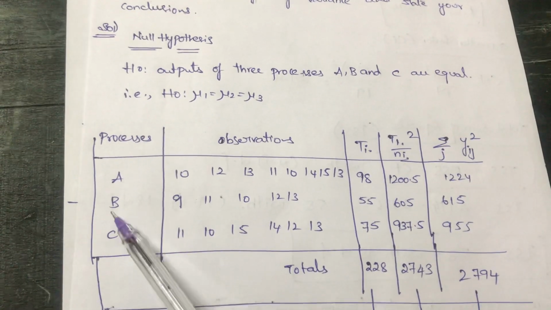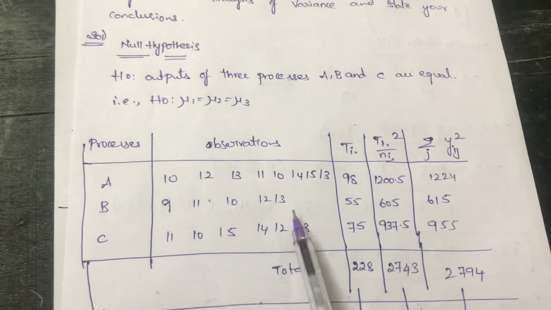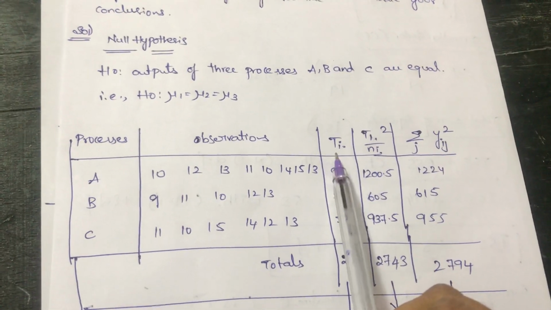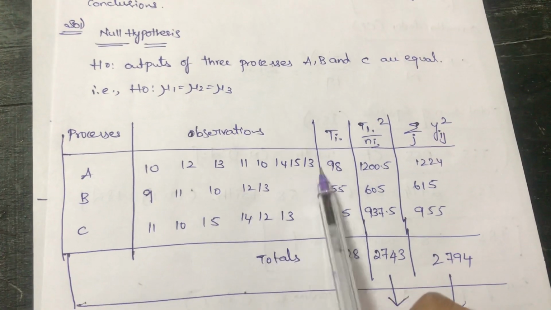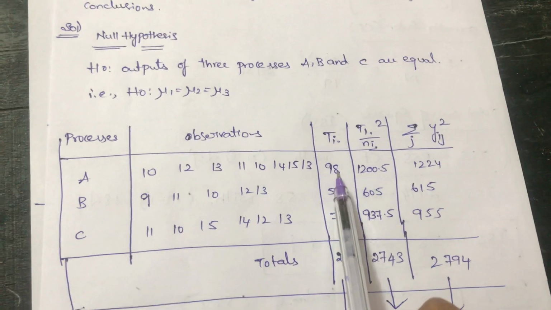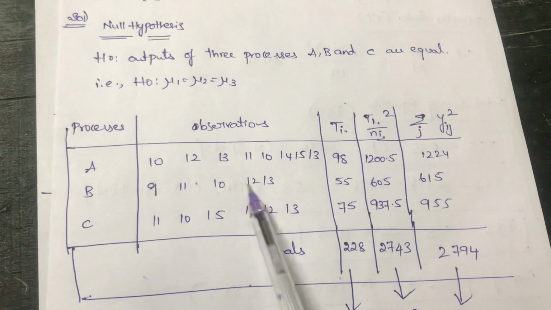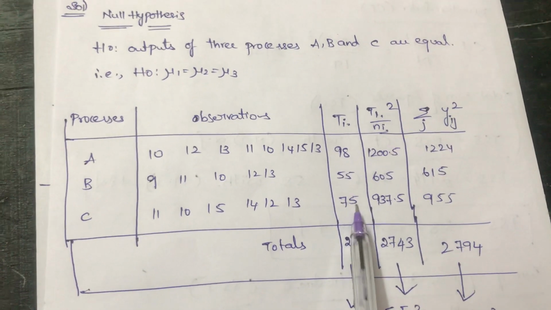Here we have processes A, B and C. Three processes are there. The observations given in the question I have written. So here we have to calculate Ti dot. What is Ti dot? Ti dot means the total of the first cell's values. The total of the values of process A is 98. The total for process B is 55. The total for process C is 75.